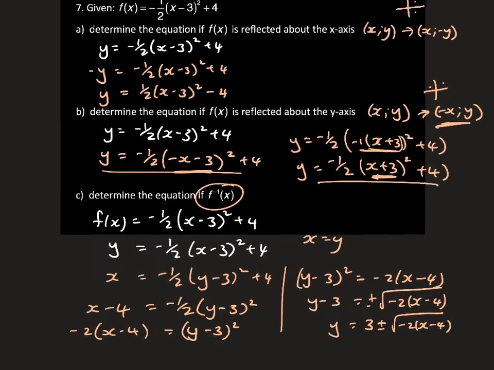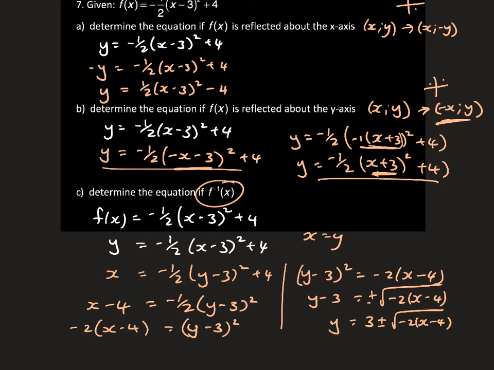Okay, question C then. Determine the inverse of that. So here's our question: y is equal to minus a half (x minus 3) all squared plus 4. So if I find the inverse, swap x and y, then solve for y. Now how do I do that?